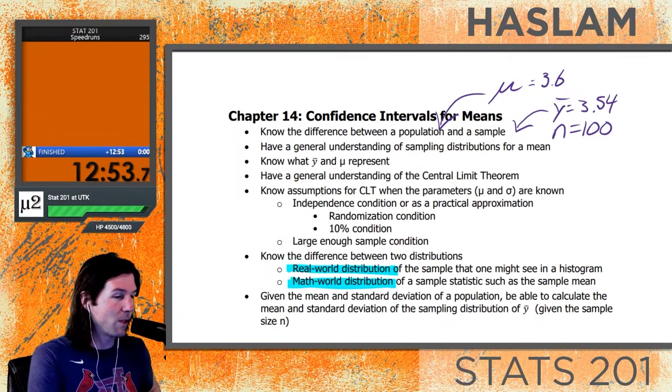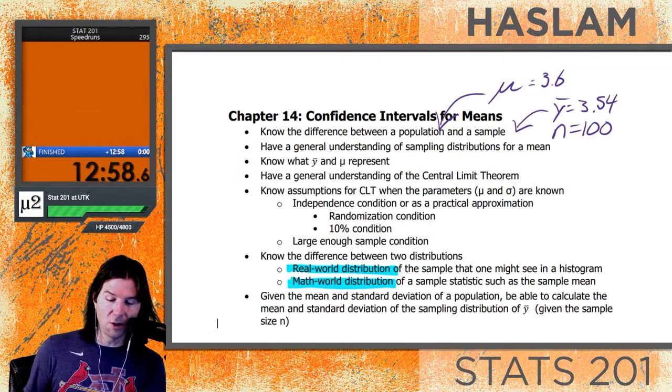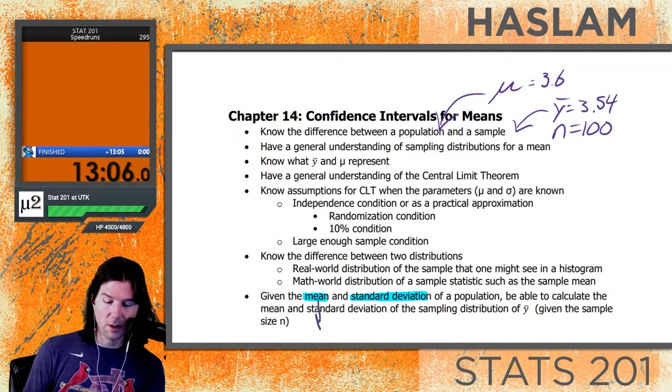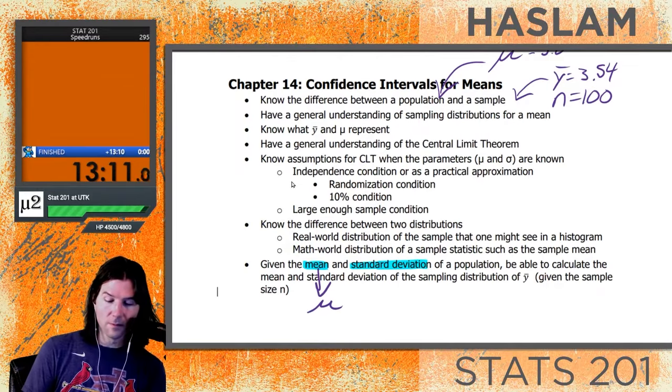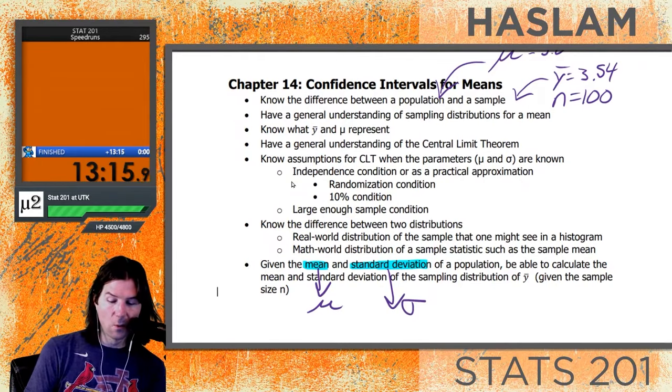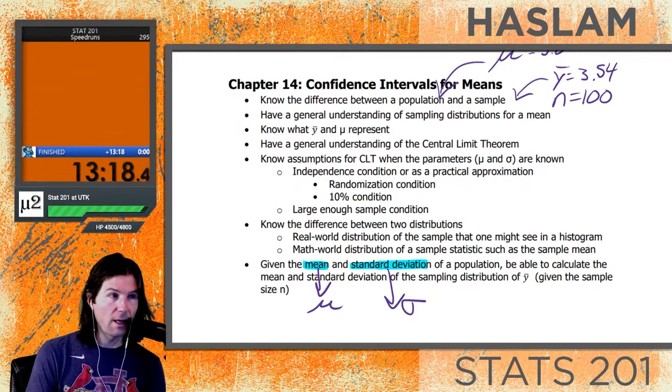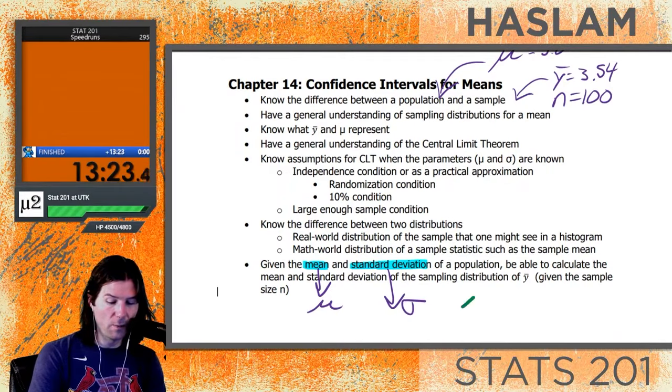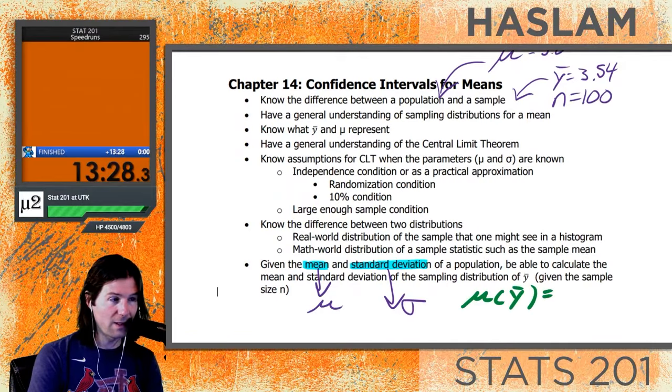Given the mean and standard deviation of a population, be able to calculate the mean and standard deviation of the sampling distribution. Very important to know these in notation. The mean and standard deviation of a population are mu and sigma. About to go off the bottom of the page there. And from these, we're going to calculate for a sampling distribution. We are going to use the formula that mu y bar, which is the mean for the distribution of the sample mean, that's what we're calculating, is equal to mu. That's the easy one.